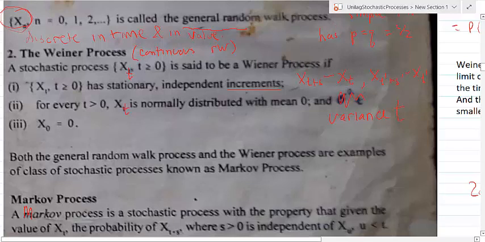Now what is stationary? The random walk is stationary because the distribution of z does not depend on n. So this follows from the random walk case because the step distribution is independent of t. So that's where point 1 comes from. What about point 2? It says for every t greater than 0, x of t is normally distributed with mean 0 and variance t. This was not clear in the original.